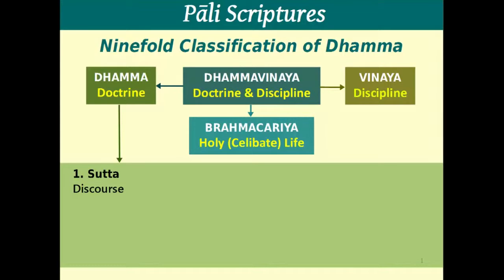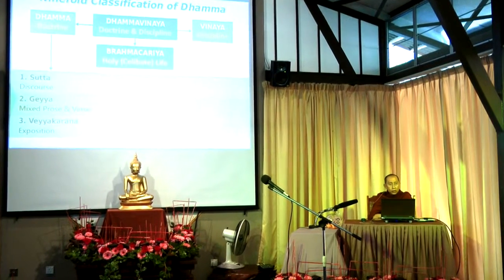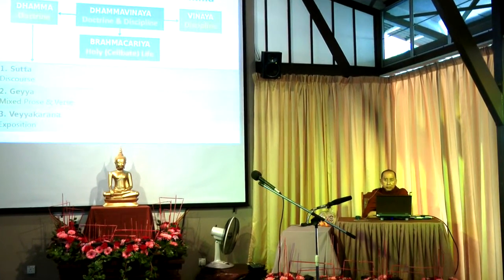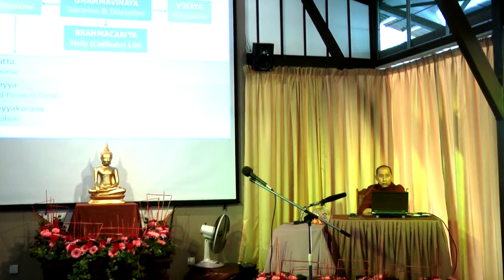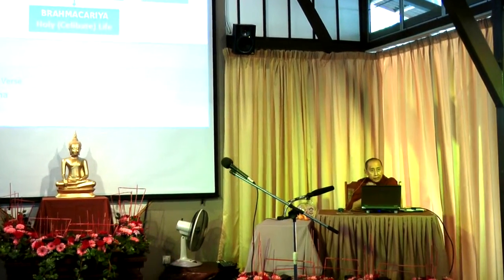So one is called a Sutta, which is discourse. The second is the Geya, which is a mixed prose and verse. Third is the Vyakarana, exposition. Now this word exposition is very interesting, because nowadays we call everything sutta. During the Buddha's time, suttas do not refer to all the discourses. They refer to a particular type of discourse. But now, everything is sutta.